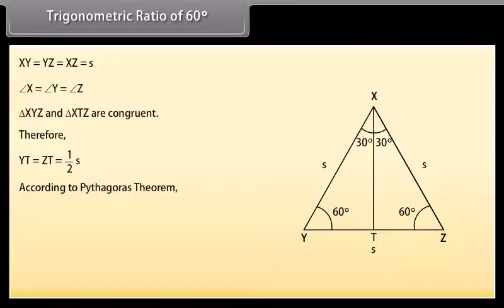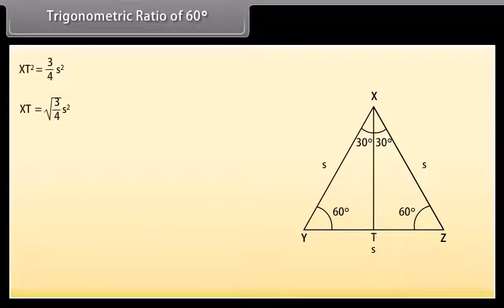According to Pythagoras' theorem, XT square plus YT square is equal to XY square. By substituting the values, we get XT square plus 1 upon 2s whole square is equal to s square. By calculating it, we get XT is equal to square root 3 upon 4s square, which is square root 3 upon 2s. Sin 60 degree is equal to XT upon XY, which equals square root 3 upon 2s upon s, which equals square root 3 upon 2.